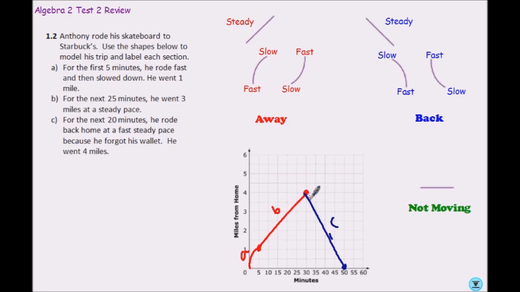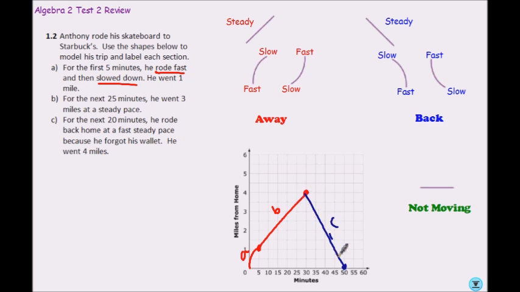It says that he started off, what did it say he did? He rode fast. Right, so he rode fast and then slowed down. So that's why the first part of this is vertical, and then it begins to flatten out because he starts to slow down. The next part is at a steady pace, and then it says he went back home at a steady pace as well.